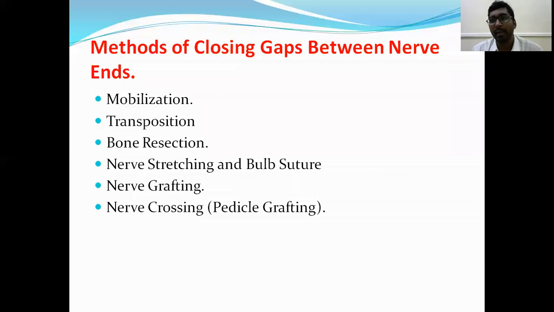And nerve crossing is a very rare procedure. It is useful in cases where both the ulnar and median nerves are involved. The nerve stumps are sutured to each other, and later a secondary operation is done. It is very rare. So what you have to remember: mobilization, flexing of the joints, transposition, bone resection, and nerve grafting.